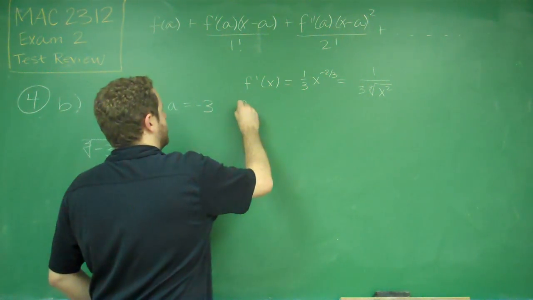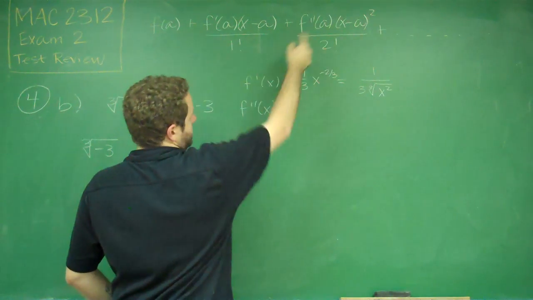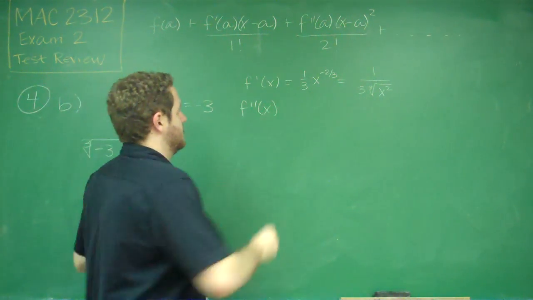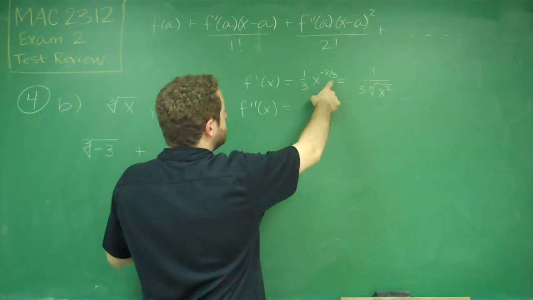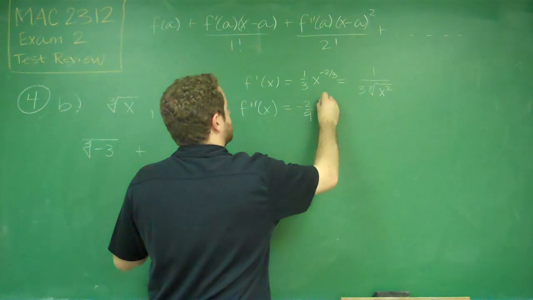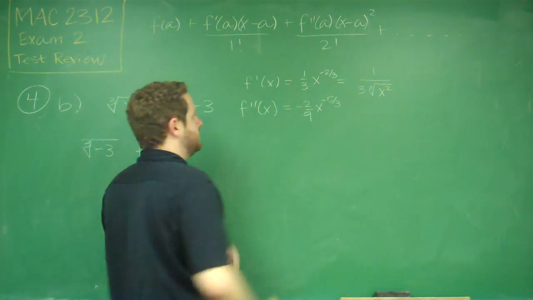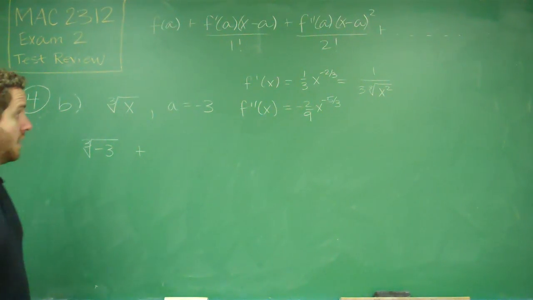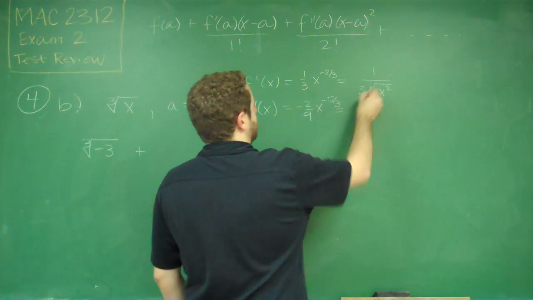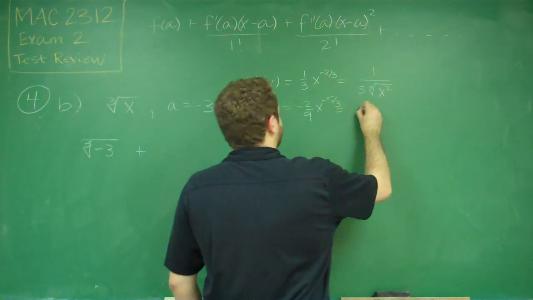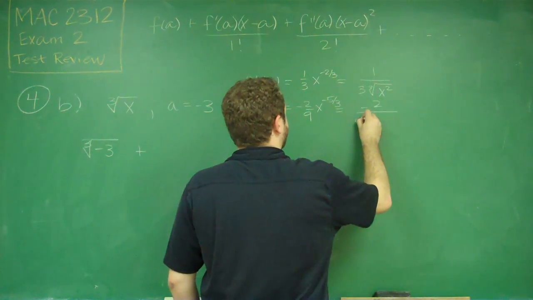Let's figure out the second derivative now too, because we're going to have to use it for the next term anyway. I'm going to use this form to take the derivative of because that's easier. So we would multiply down by the -2/3, we get -2/9 x to the -5/3 by bringing the power down using the power rule for derivatives. And let me write that in root notation so that this all looks consistent. So this would be -2/9.